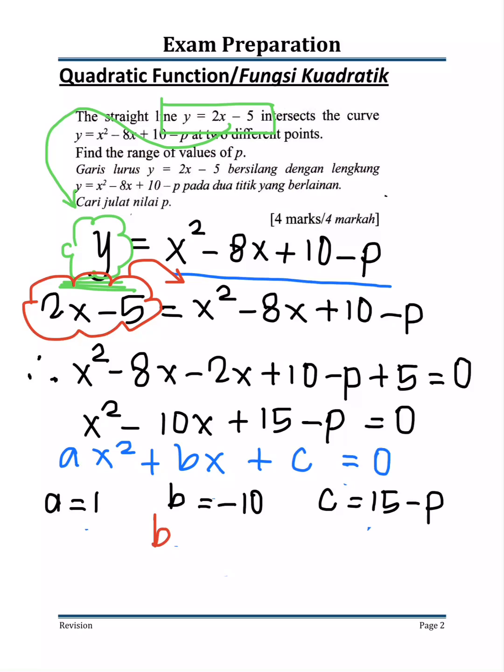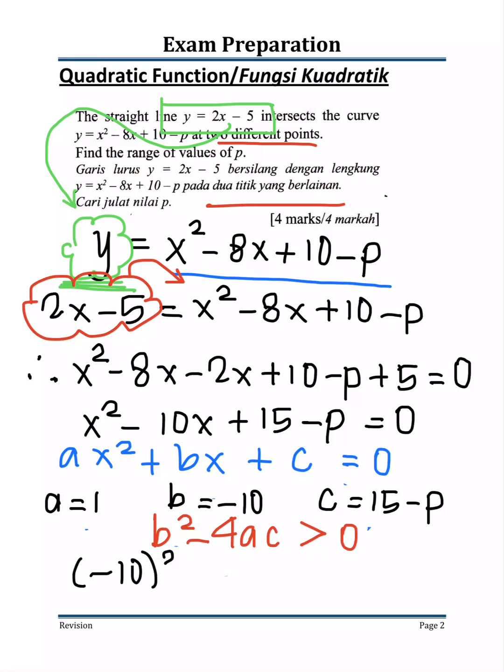Okay, next step, penggantian berdasarkan formula. What is the formula that I'm supposed to use because of the keyword called dua titik berlainan? It is b squared minus 4ac more than 0. Dah diterangkan tadi, two different points. So when I substitute according to that, I am going to get negative 10 squared minus 4 times 1 times 15 minus p more than 0. Okay, once I've done that, I may start my solution.